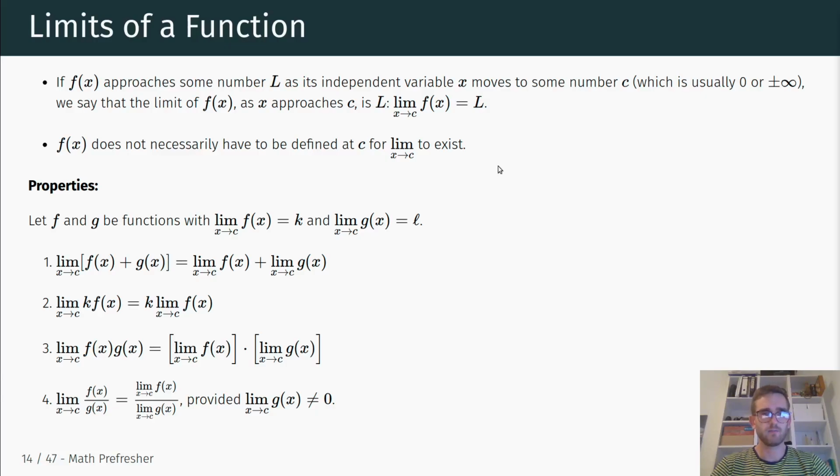And then if we have a fraction, so f of x divided by g of x, and take the limit of that for x approaching c, that is again the fraction of the two limits. So the limit of f of x divided by the limit of g of x, of course, provided that the limit of g of x for x approaching c is not equal to 0, because we can't divide by 0.